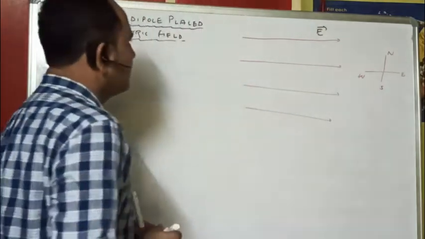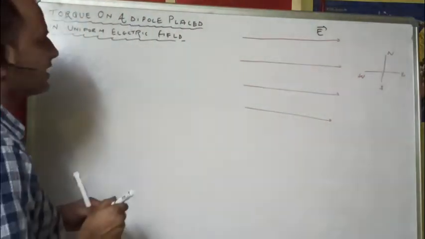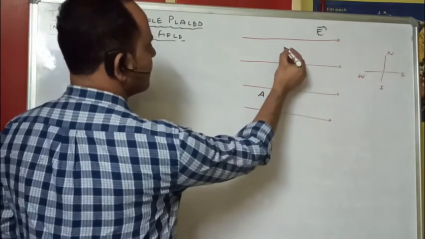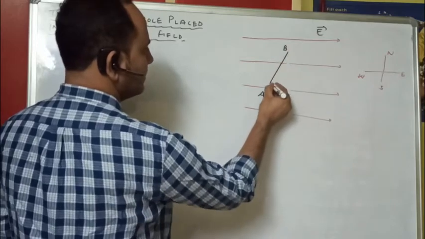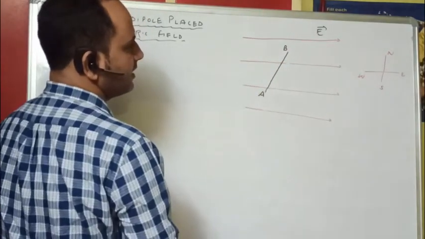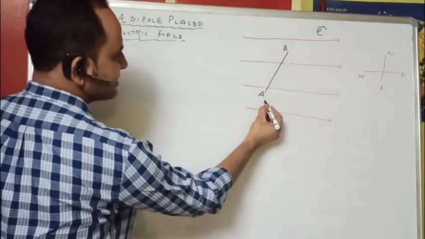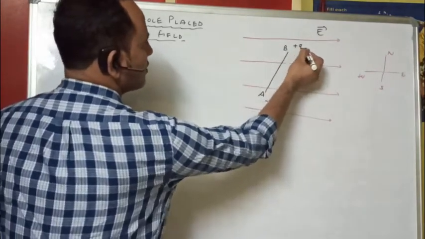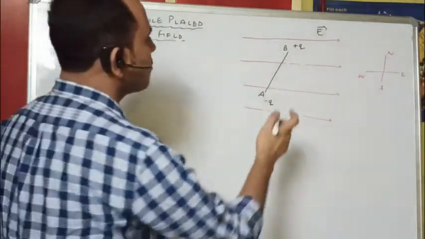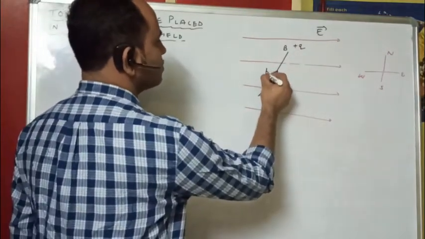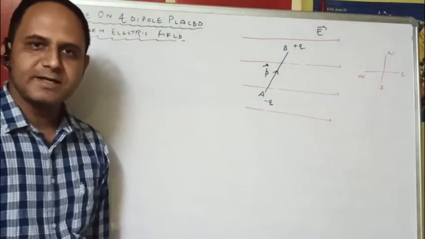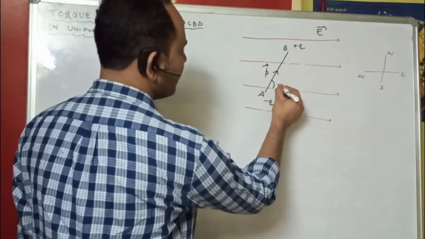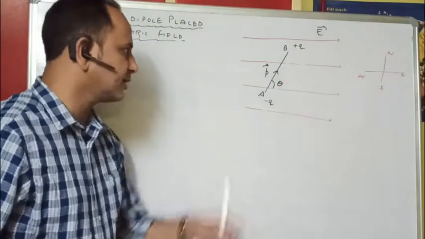Now we are placing an electric dipole, that is AB, inside the uniform field. If the charge is minus q at point A and plus q at point B, then the dipole moment will be from the negative to the positive charge. In this situation, the dipole moment makes an angle of theta with the direction of the electric field.